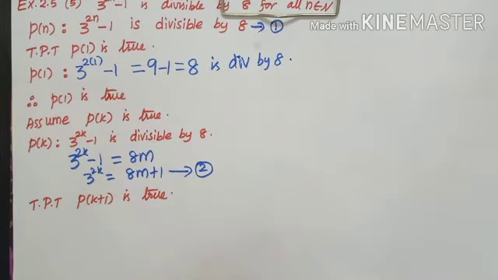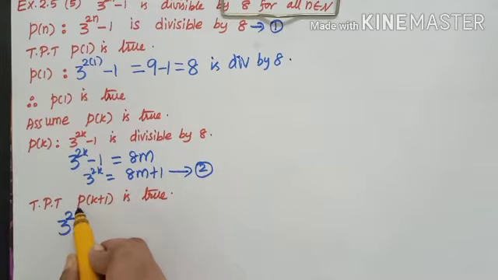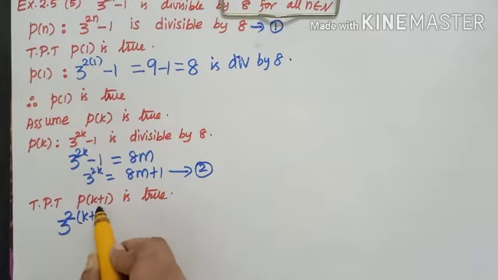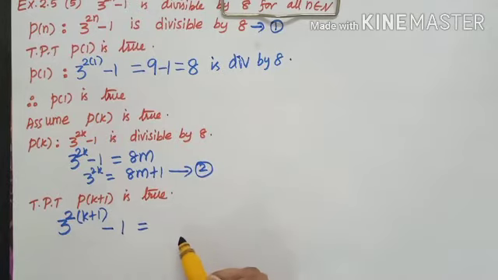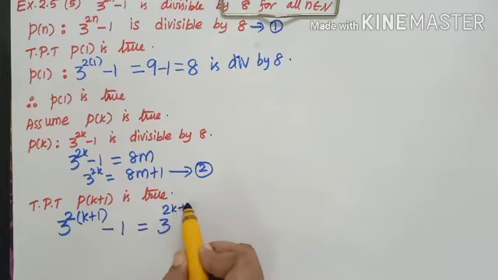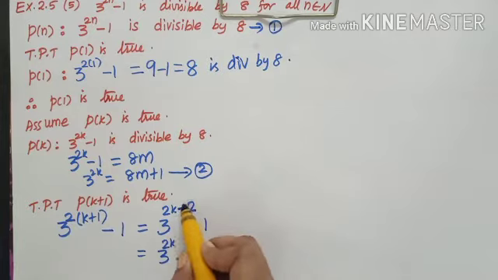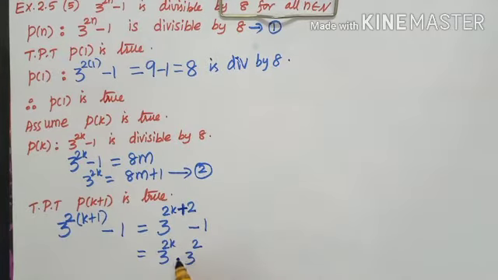The next step, to prove that P of k plus 1 is true. Again copy the same thing, 3 power 2. In the place of k, I will put k plus 1, minus 1. How will I split it? 3 power 2 into k, 2k, plus 2 into 1, 2, minus 1. The next step, 3 power 2k into 3 power 2. In the power you have a plus symbol, so the base I will multiply. 3 power 2k, 3 power 2 I will multiply, minus 1.